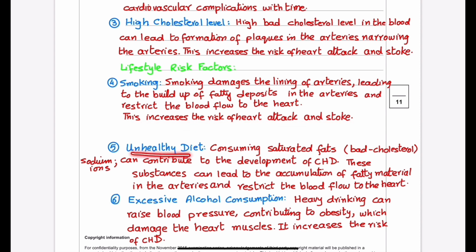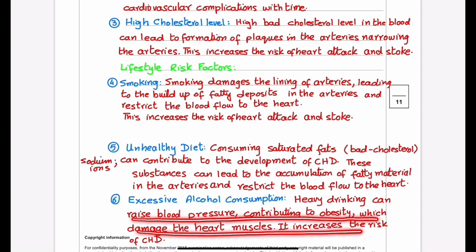Number 5 is unhealthy diet. Consuming saturated fats, meaning bad cholesterol food, and excessive sodium ions can contribute to development of CHD in the body. These substances can lead to accumulation of fatty material in the arteries and restrict the blood flow to the heart. The last option is excessive alcohol consumption. Heavy drinking can raise the blood pressure, contributing to obesity, which damages the heart muscles and increases the risk of CHD.